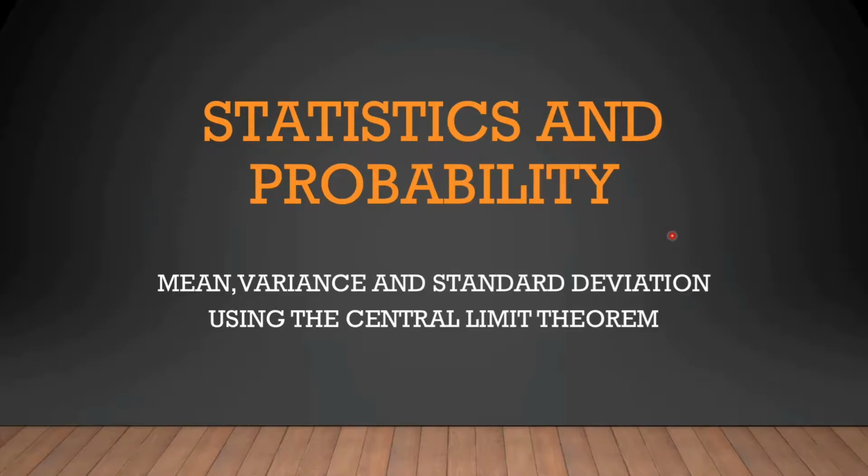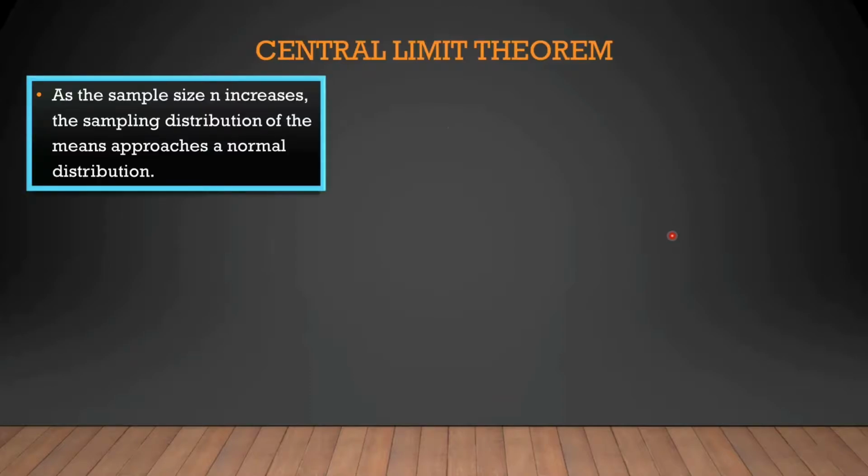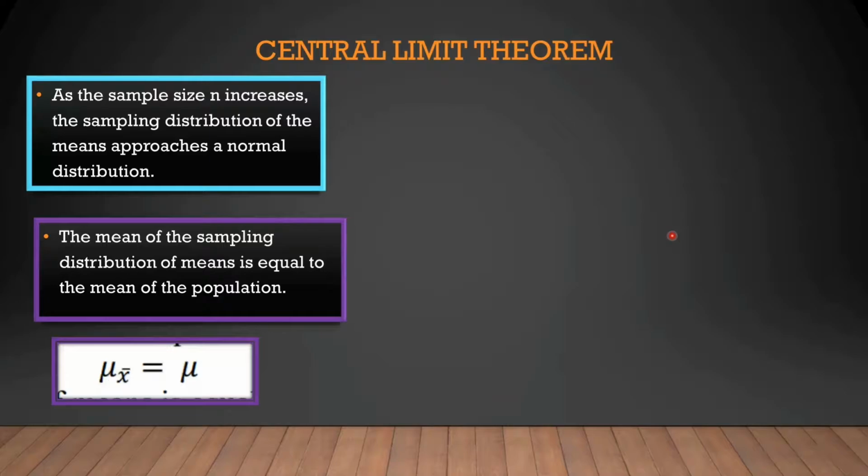Statistics and probability: mean, variance, and standard deviation using the central limit theorem. Central limit theorem: as the sample size n increases, the sampling distribution of the means approaches a normal distribution. The mean of the sampling distribution of means is equal to the mean of the population. So, kung ano yung mean of population natin, siya ding mean of sample mean natin.